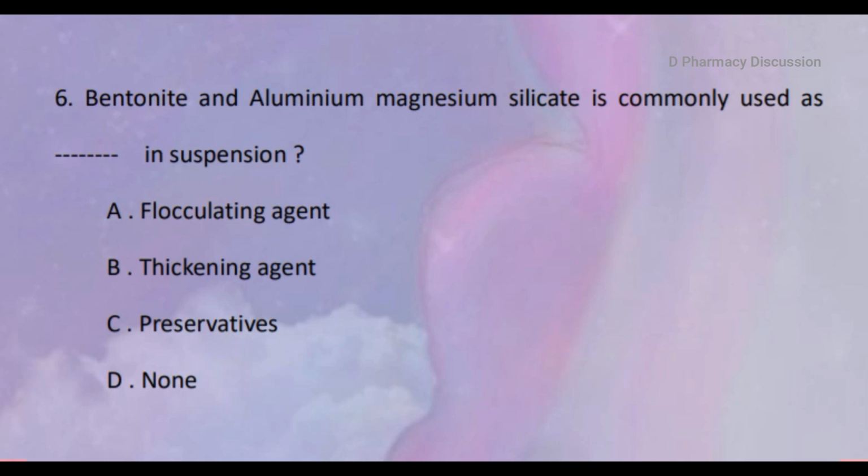Next one, bentonite and aluminum magnesium silicate is commonly used as a dash in suspensions. Options are A flocculating agent, B thickening agent, C preservatives and D none. Correct answer is option B, that is thickening agent.